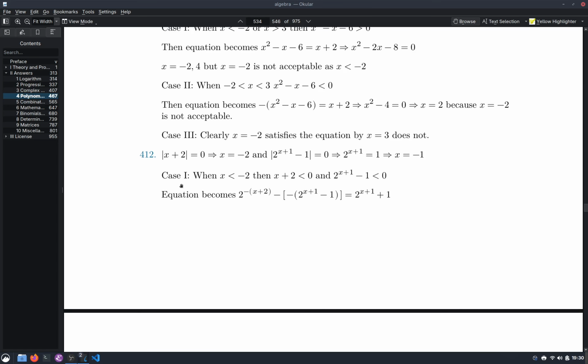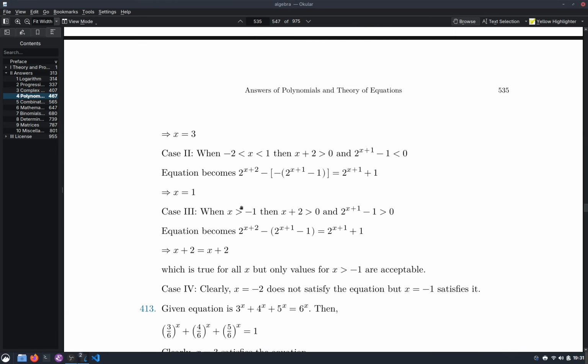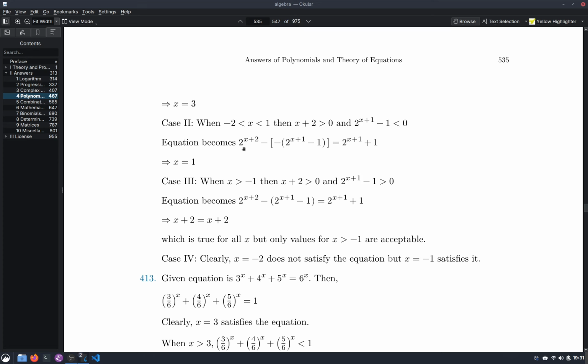Now, the first case we take is when x is less than minus 2, then x plus 2 is less than 0, and 2 to the power x plus 1 minus 1 is less than 0. So our equation becomes 2 to the power minus x plus 2 minus, since it is less than 0, 2 to the power x plus 1 minus 1, we take a negative of that because of the mod, and then we write the rest of the equation, which gives us x is equal to 3. Now we take another case where minus 2 is less than x less than 1. Then x plus 2 is greater than 0, but 2 to the power x plus 1 minus 1 is still less than 0. So the equation becomes 2 to the power x plus 2 minus of 2 to the power x plus 1 minus 1, and the right hand side is 2 to the power x plus 1 plus 1. If you solve this, you get x is equal to 1.